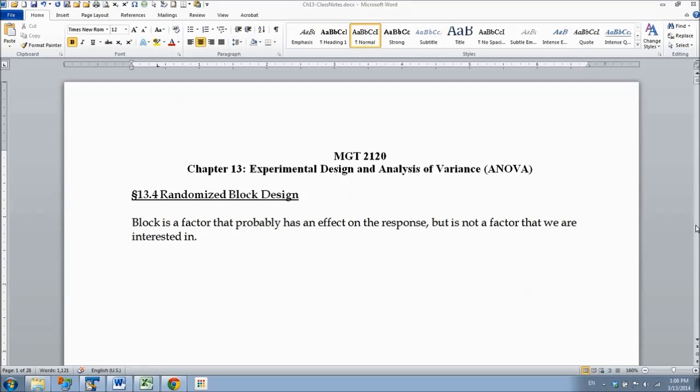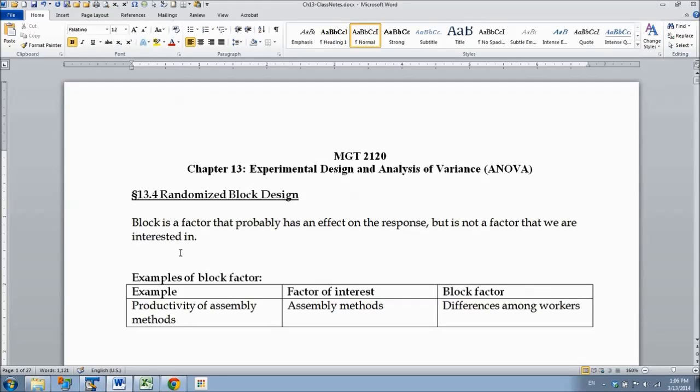So we need to figure out what amount of variation is contributed by the block design and then get rid of it or block it from entering our analysis. And that's the reason why this is called block design. Now, some examples. Suppose we have 3 different assembly methods and we are trying to figure out whether there are any differences in terms of productivity of these different assembly methods.